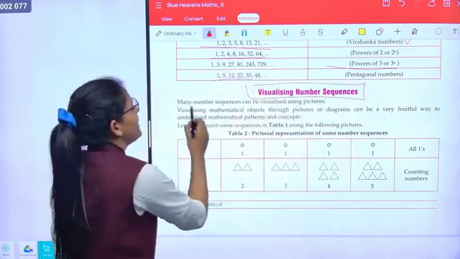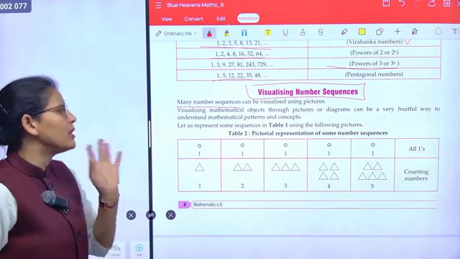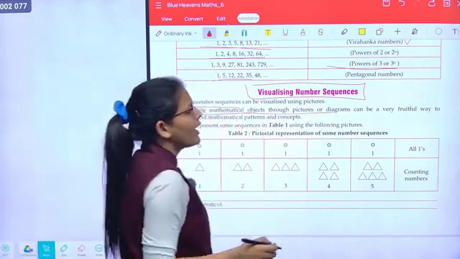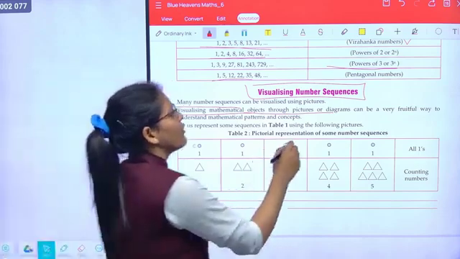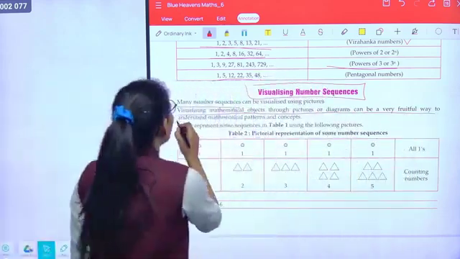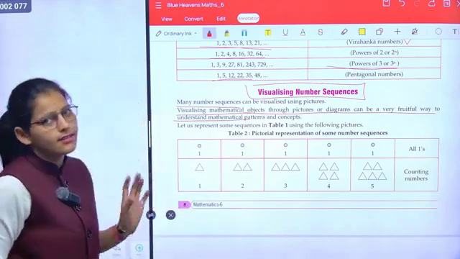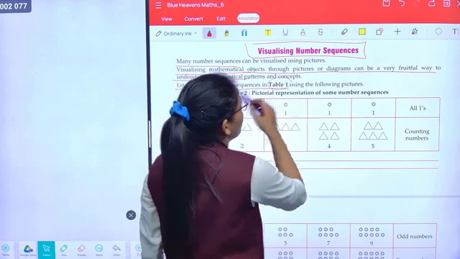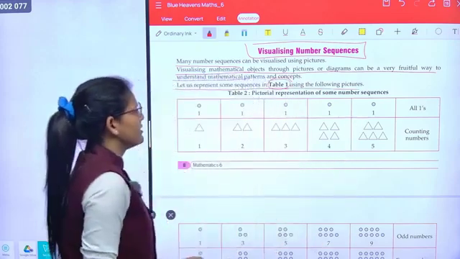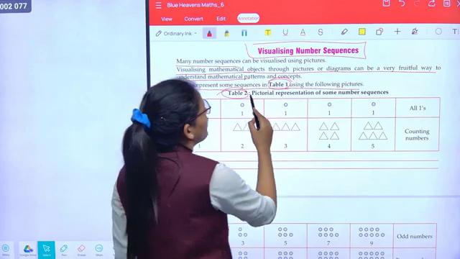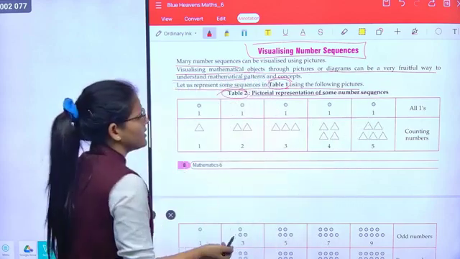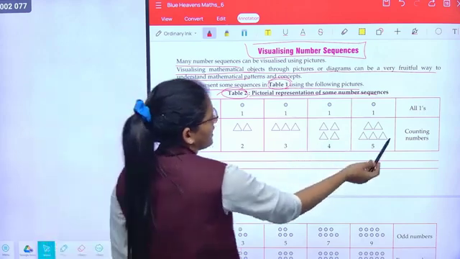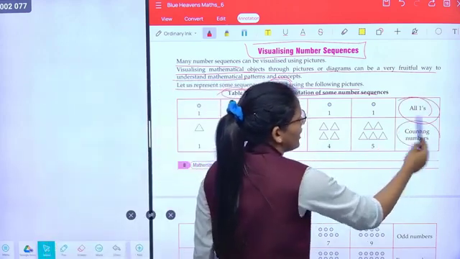Many number sequences can be visualized using pictures. Visualizing mathematical objects through pictures or diagrams can be a very fruitful way to understand mathematical patterns and concepts. Thus, let us represent some sequences in Table number 1 using the following patterns. Table 2, pictorial representation of some number sequences. Thus, all 1, these are counting numbers.